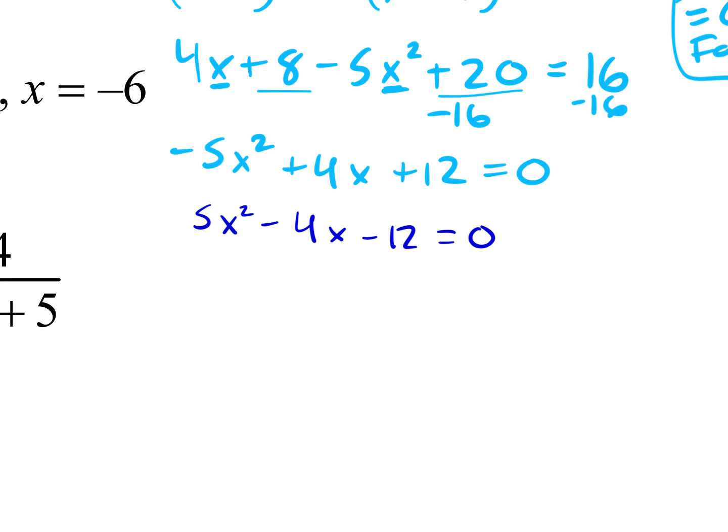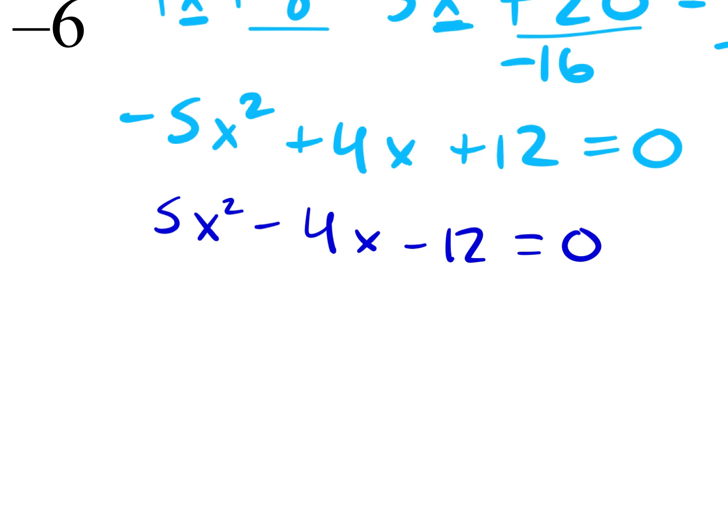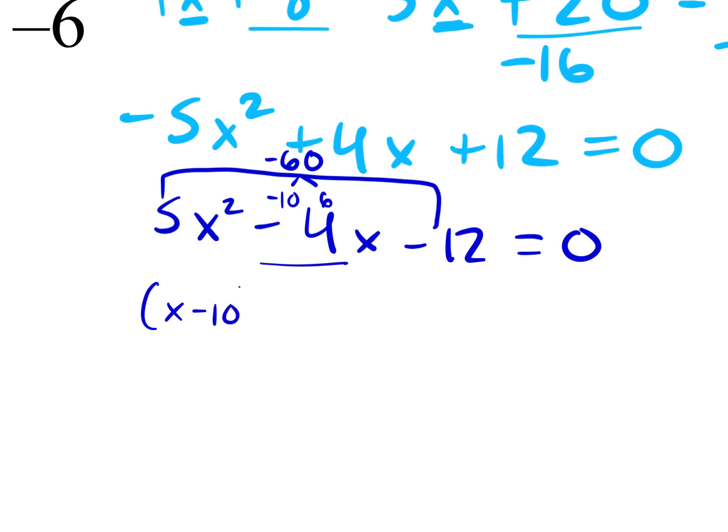Now, how do we factor when we start with a number that's not 1? Multiply it to the last number. Multiply the first times the last. So 5 times -12 would be -60. What are two factors of -60 that add to -4? -10 and +6. Awesome. So we have x minus 10 and x plus 6.